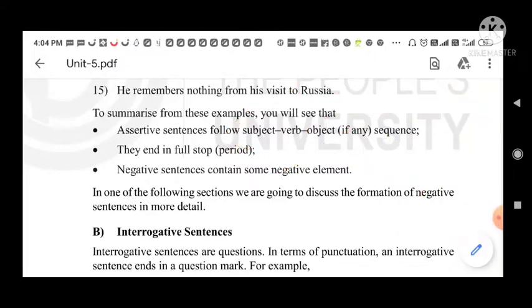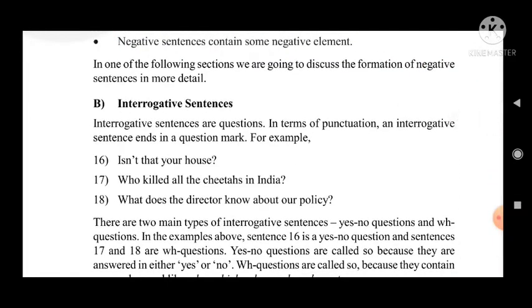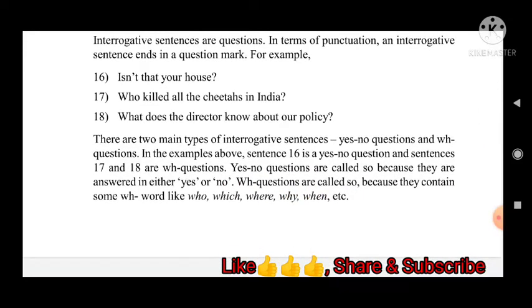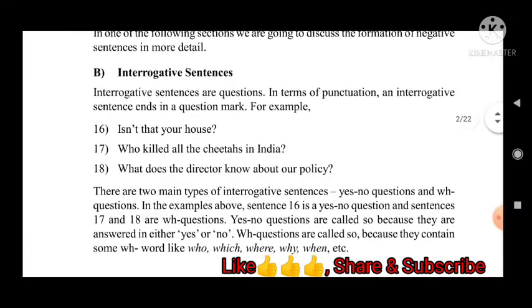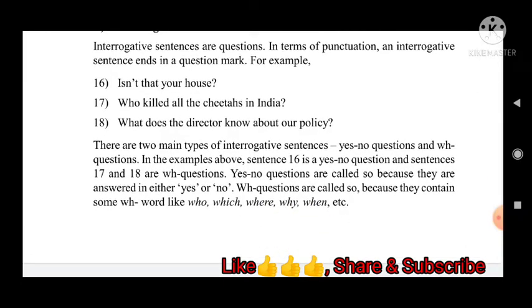Then we will go to interrogative sentences. So what is an interrogative sentence? All of you know, it ends in a question mark. Isn't that your house? Who killed all the cheetahs in India? What does the director know about your policy? So it is an interrogative sentence, means it contains a question mark at the end. There are two main types of interrogative sentences, yes-no questions and WH questions.